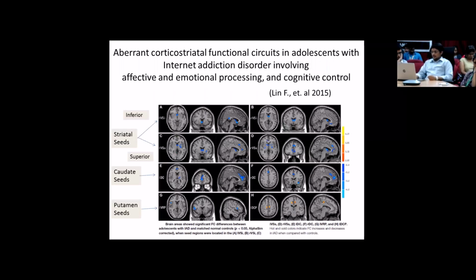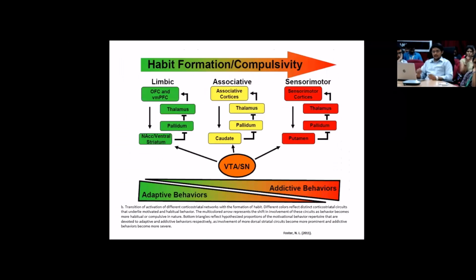Before I go into the next study, let me just go to the next slide. I think you would have come across this slide, wherein there is the ventral to dorsal shift of the circuits in the striatum. On the left hand side would be the nucleus accumbens, which is the ventral striatum, and on the right hand side is the putamen, which is the dorsal striatum.